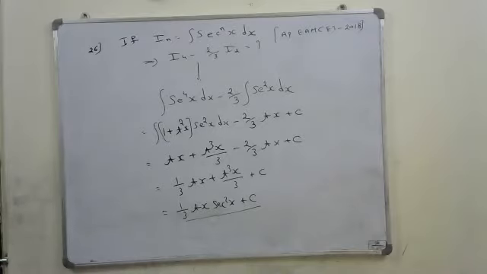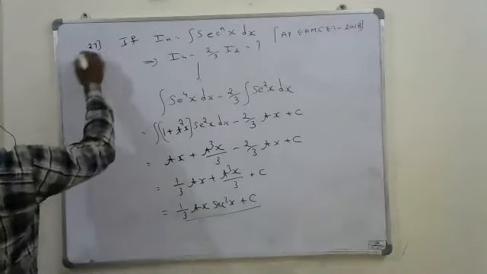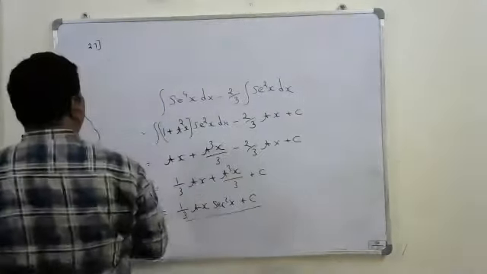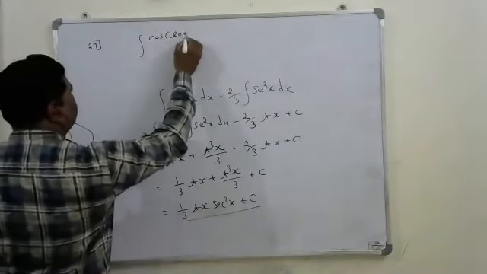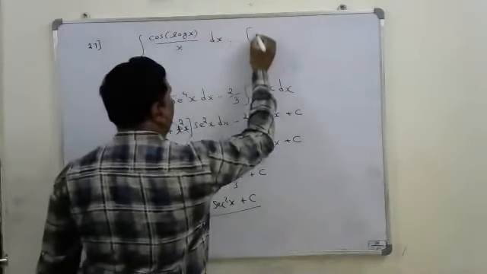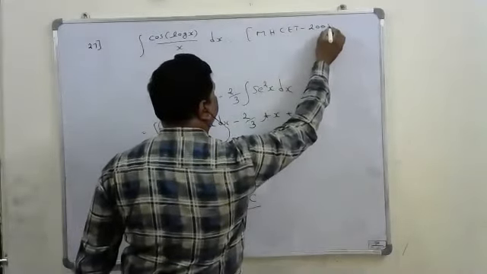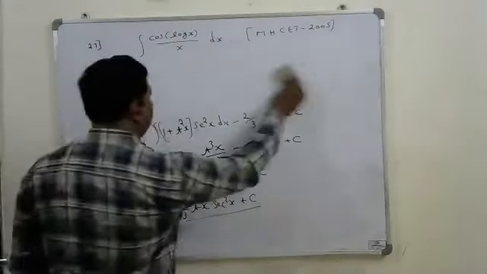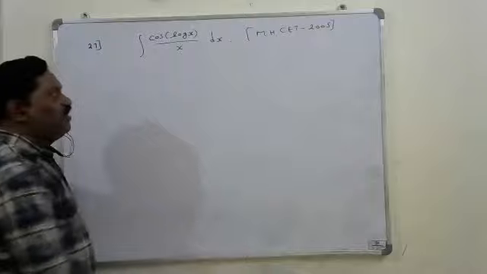Completed. Next, look at the next problem. 27. Integral cos of log x upon x dx. So this problem was given in the Maharashtra CET 2005. Now tell me what we can do here. How can you evaluate this?